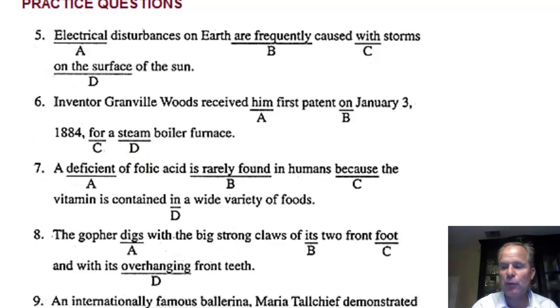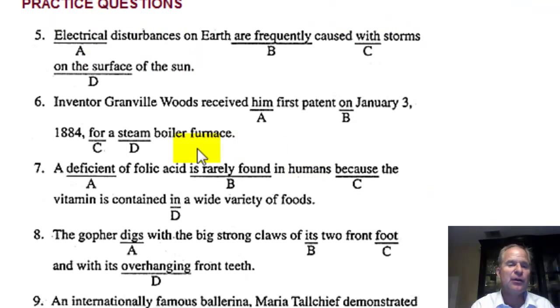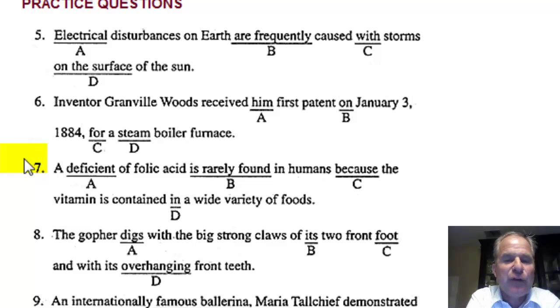Okay, let's take a look at just one more here, and hopefully you'll get the picture of what I'm talking about. Number 7 says, a deficient of folic acid is rarely found in humans because the vitamin is contained in a wide variety of foods.